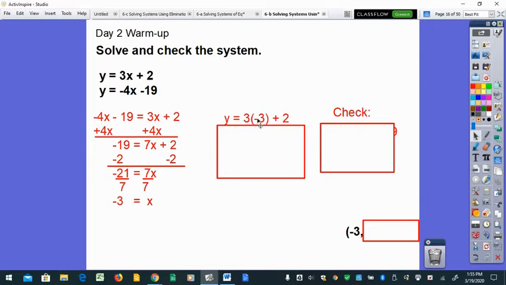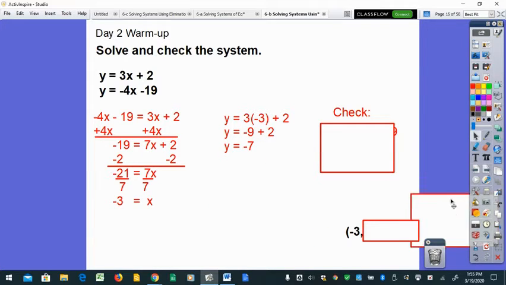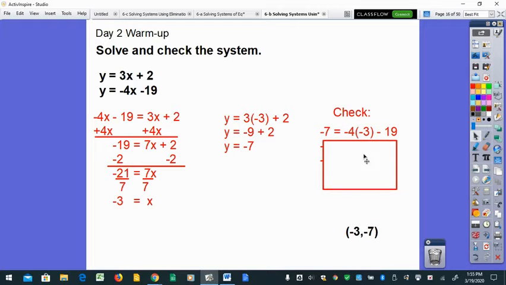So now I do my order of operations. So I'm going to multiply before I add. And when I add negative 9 plus 2, I now have the y coordinate. So those two lines, I believe, meet at the point negative 3, negative 7. But again, I'm going to check it. Now, since I just used this top equation to get that second coordinate, I really only need to check it in the bottom one. And that's what you're going to see me doing here. Again, multiply before I add. And because I get that true statement at the bottom, I am a happy girl.